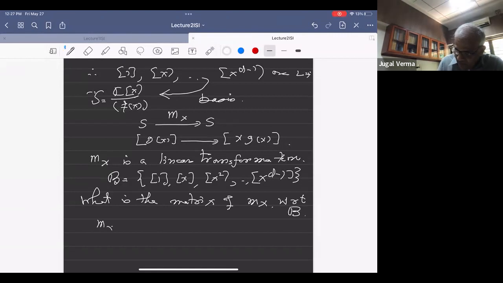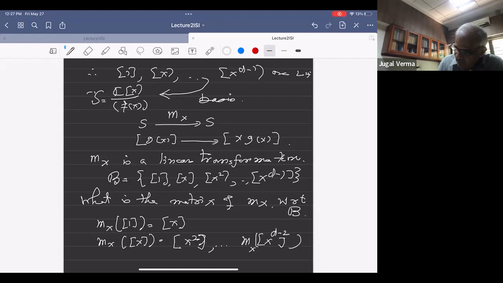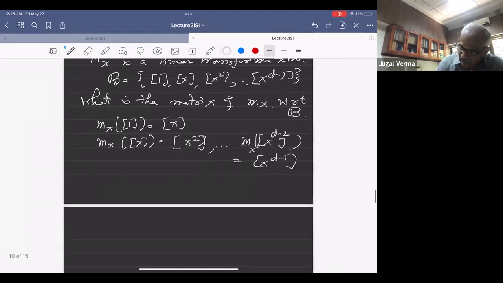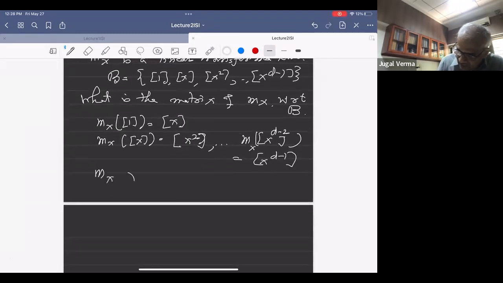So take Mx operating on 1, that is x. Mx operating on the second basis vector gives me the third basis vector. And Mx operating on x^(d-2), this basis vector, gives me the last basis vector. And if I apply Mx on the last basis vector, I get the residue class of x^d.